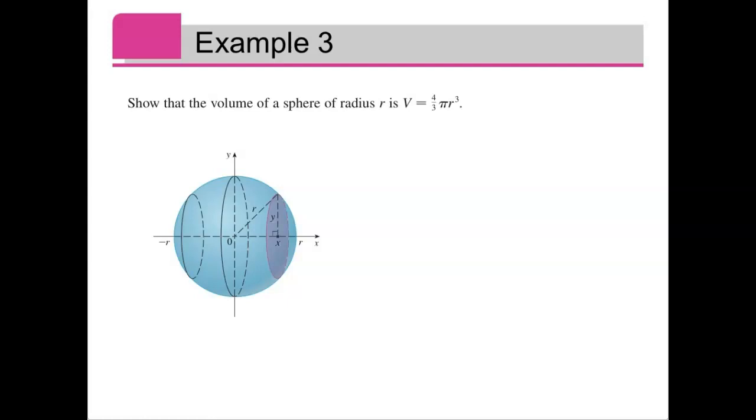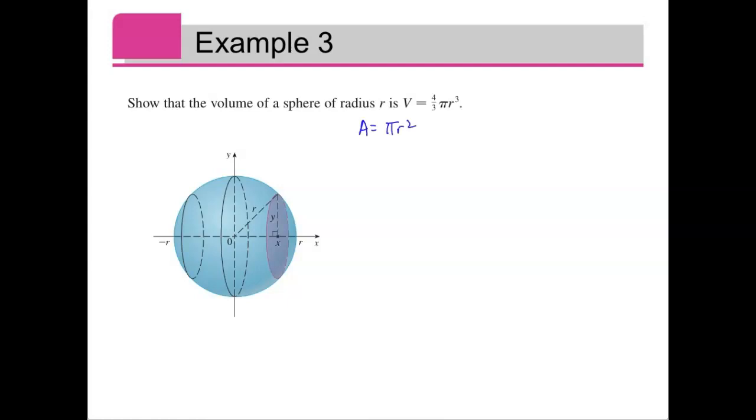So I have a diagram of a sphere. I've put it at the center, put it at the origin. It has radius r. And then you can see I've shaded a little cross section. What's a cross section of a sphere? It's a circle. What's the area of a circle? So the area of my cross section is pi times radius squared.